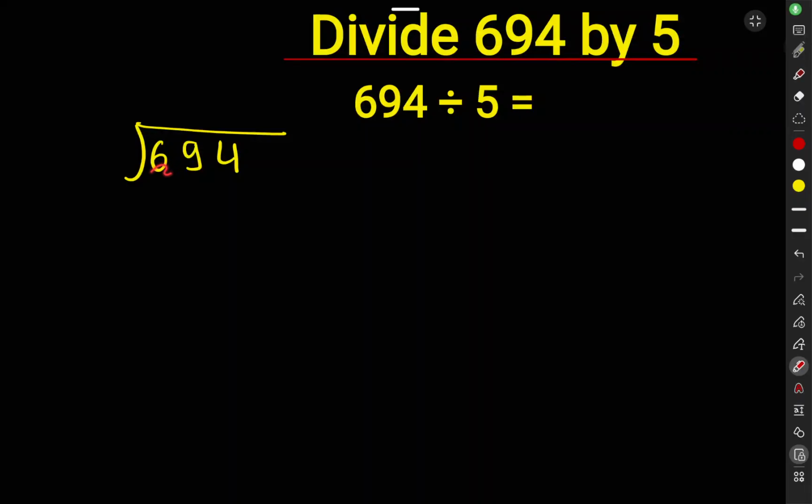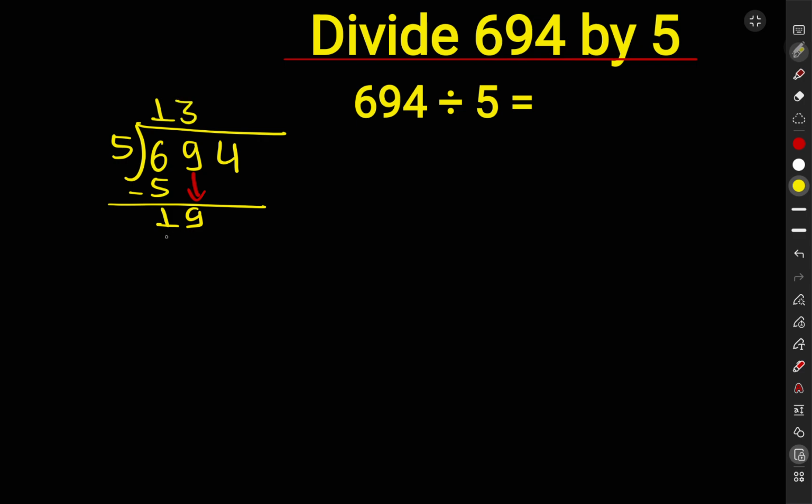Here we divide 694 by 5 in long division method. 5 times 1 is 5. On subtracting we get 1. So now we put down this 9 and it is 19.